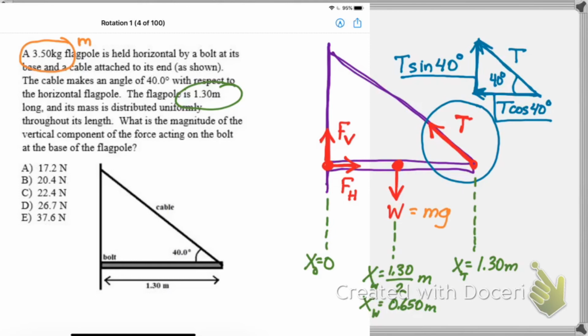Now, to solve a statics problem, you basically add up forces in the horizontal, set them equal to 0. Add up forces in the vertical, set them equal to 0. And then add up torques and set them equal to 0. Nothing moves, so everything equals 0.